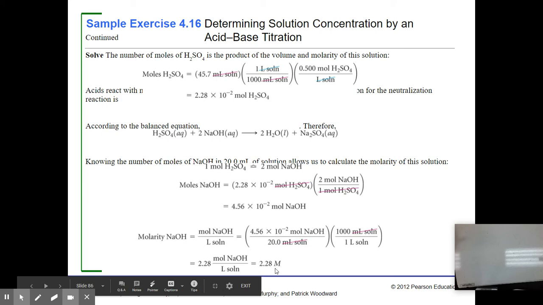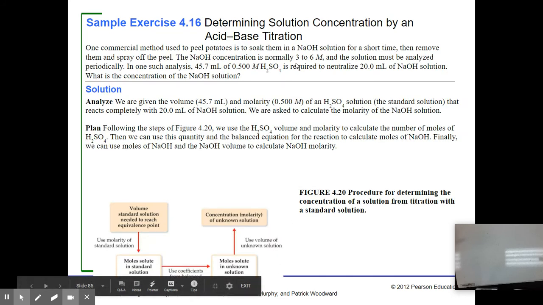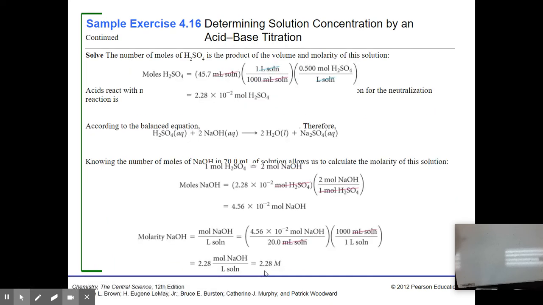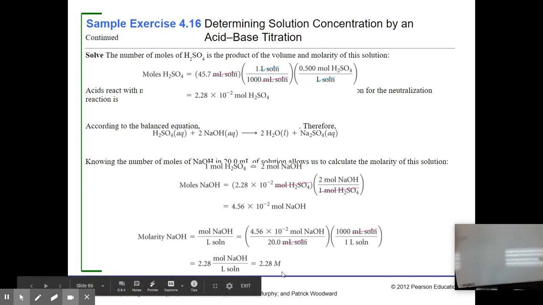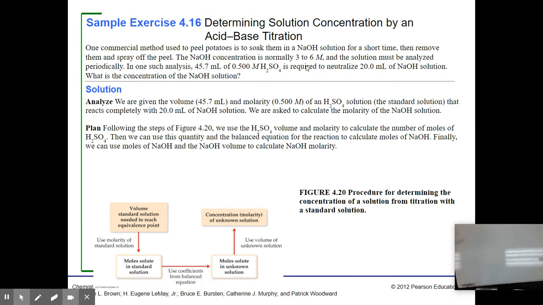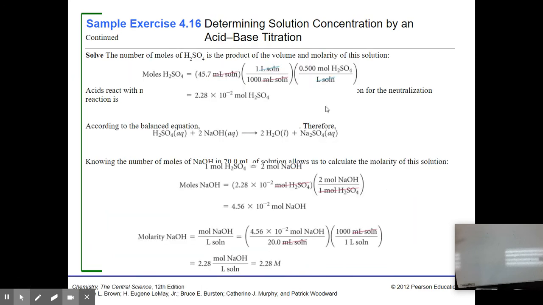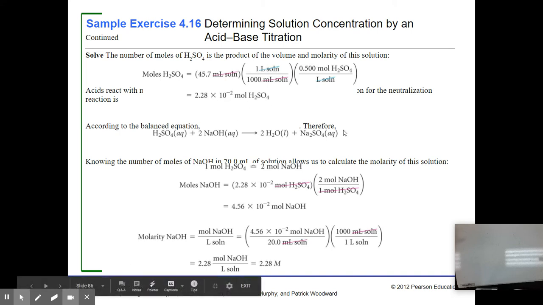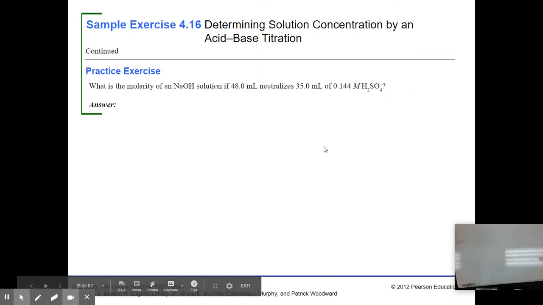sodium hydroxide, which, according to the problem, normally needs to be between 3 and 6. Well, we found out that it is below our lowest point. So adjustments to that process and that solution would have to be made in order to meet this operating criteria. See, just a small little analytical test, and we know that the process needs to be altered a little bit.